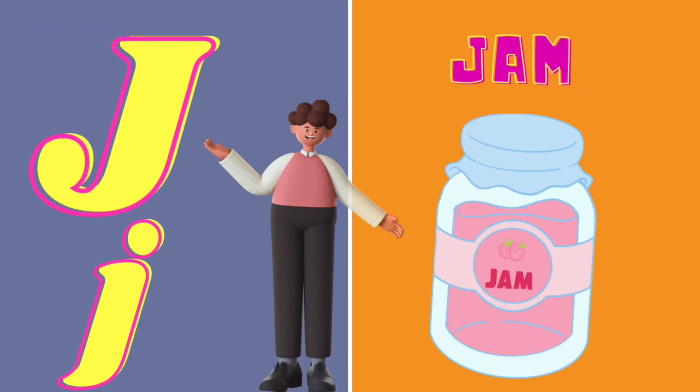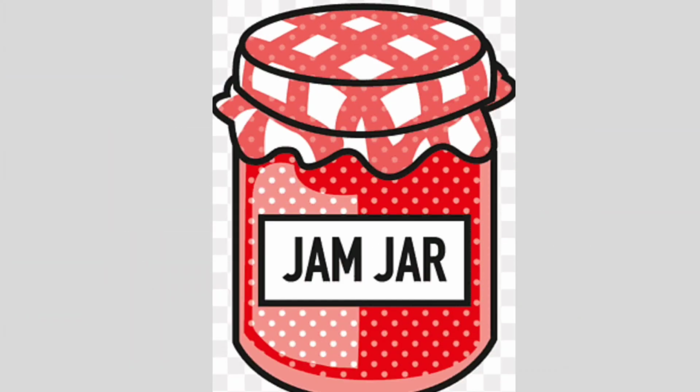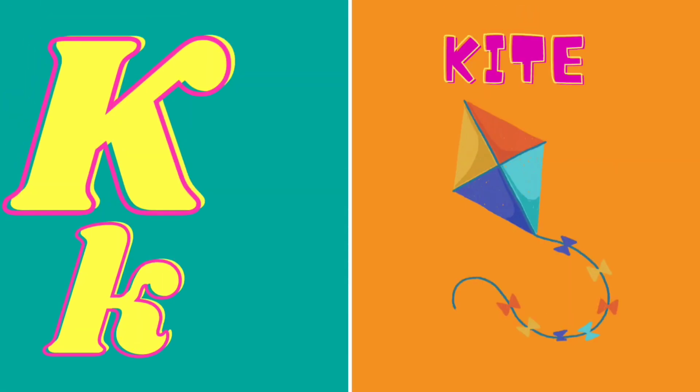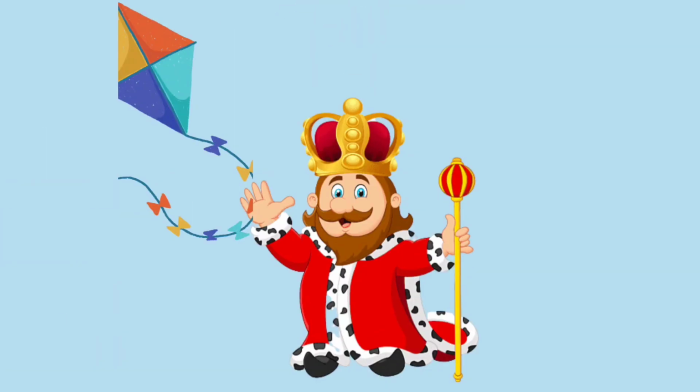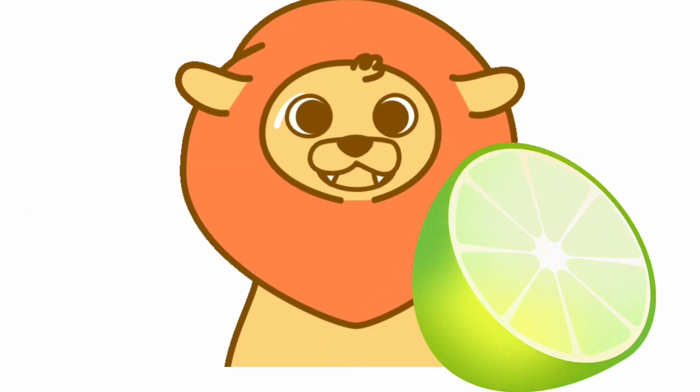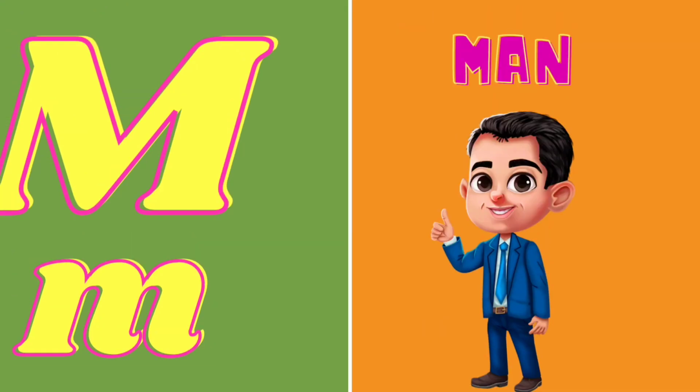J for jar, J for jam, jar jam. K for king, K for kite, king kite. L for lion, L for lime, lion lime.